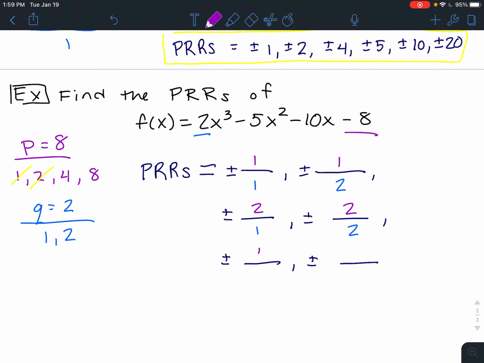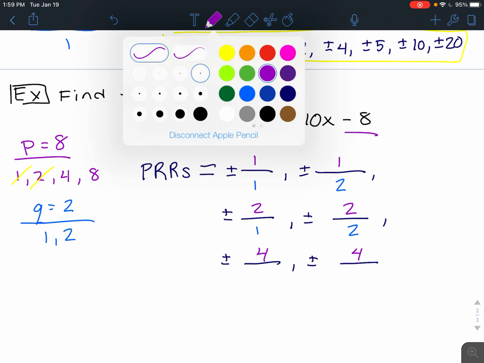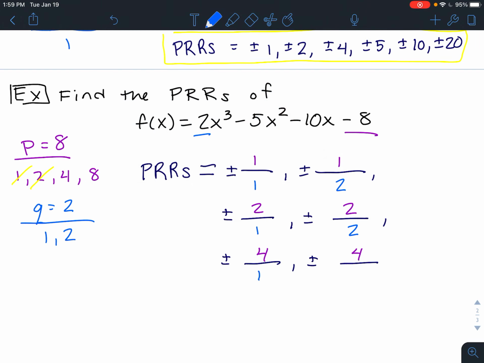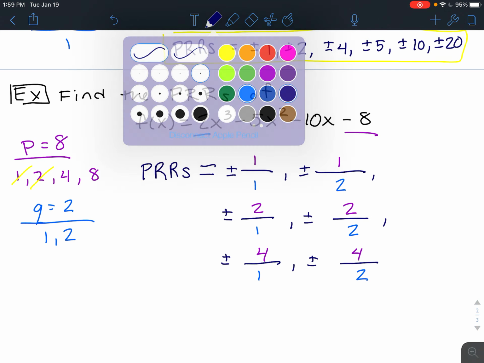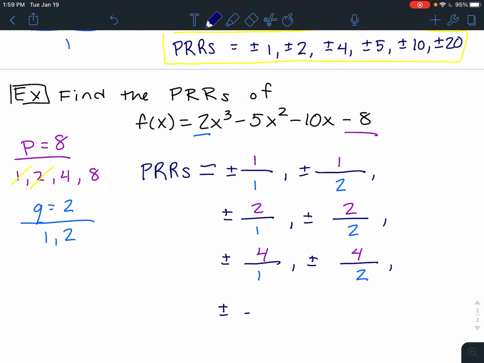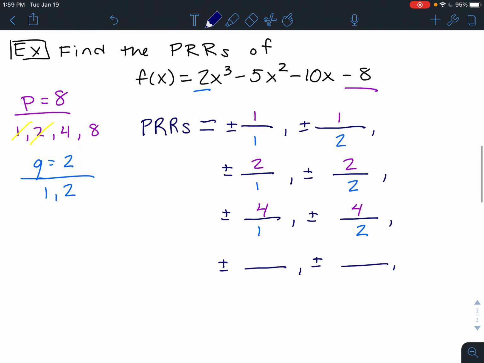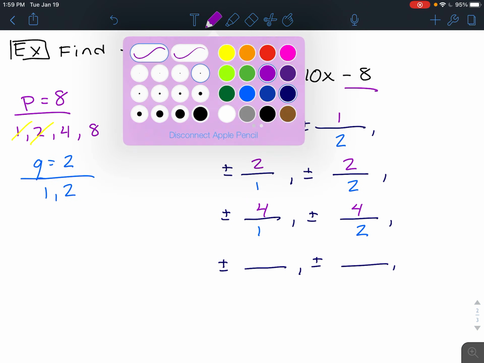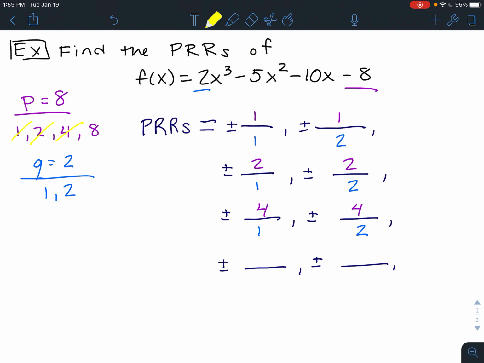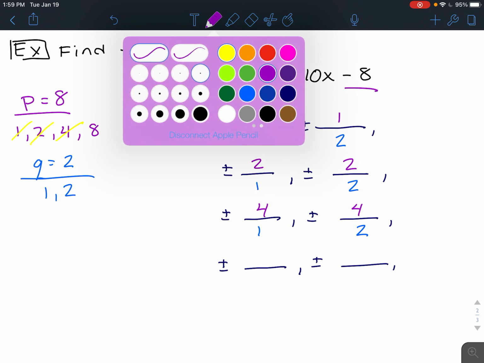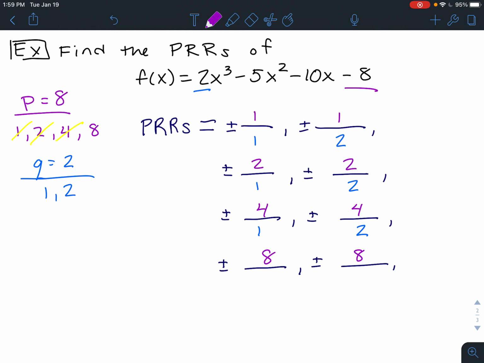Right, so now I'm going to do 4 in the top, and I'm going to divide 4 by 1 and 2. And then we're going to do it one more time. So now, oops, got to cross off that 4. I'm going to divide 8 by 1 and 2.